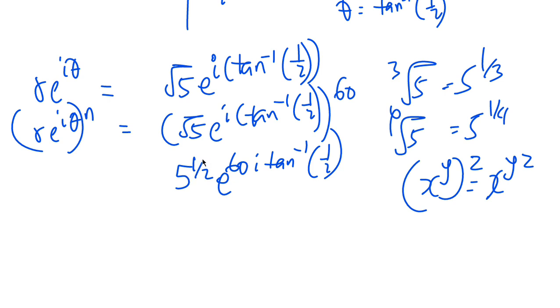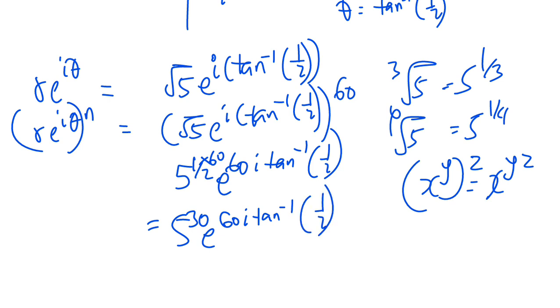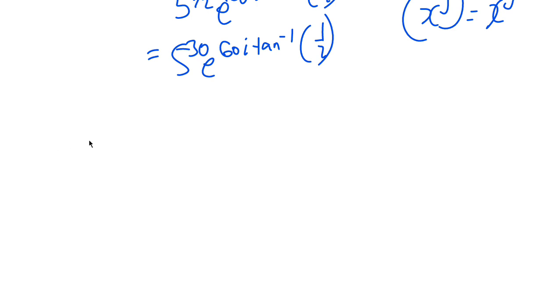And then to simplify, this will be 5 raised to the power half times 60. Do you understand? So you have half times 60. You only have 5 raised to the power 30, e to the 60i tan inverse of what? 1 over 2.